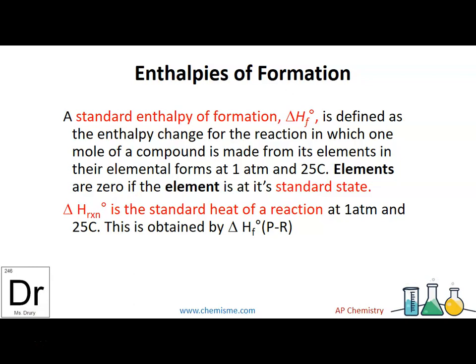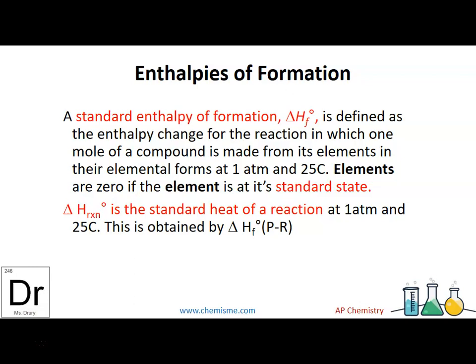So the standard enthalpy of formation, or delta Hf with a degree sign, is defined as an enthalpy change for the reaction in which 1 mole of a compound is made from its elements in their elemental forms at 1 atmosphere normal pressure and 25 degrees Celsius, which is about room temperature. Elements are 0 if the element is in a standard state.